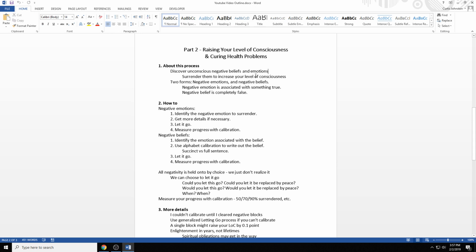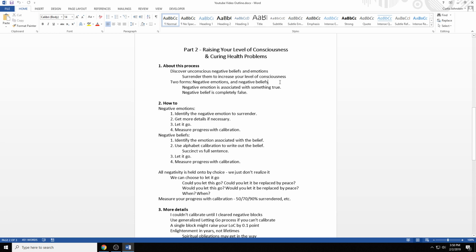Okay, so in this work I've been doing to raise my own level of consciousness over the past several months, I've discovered that, at least in my mind, I think this is true for everyone, there's two forms of negativity. The first form is a negative emotion, and the second form is a negative belief. Now, a negative belief is when your mind believes something that is totally false. And that belief is also going to be correlated with a negative emotion. So, let's say you get the belief in your mind that, I am ugly and unlovable and nobody will ever love me. Let's say that's a grief belief because you feel sad about it.